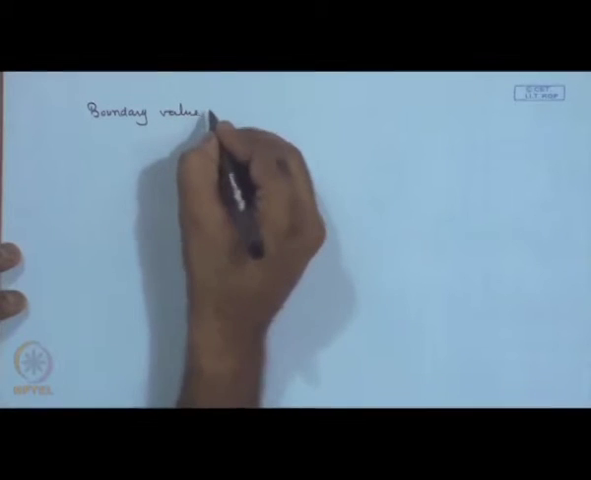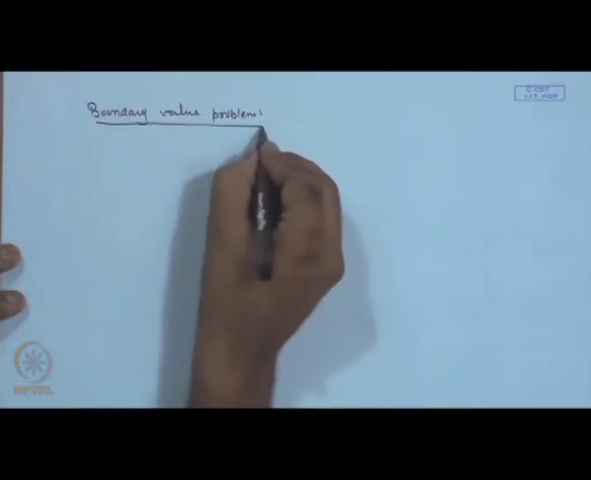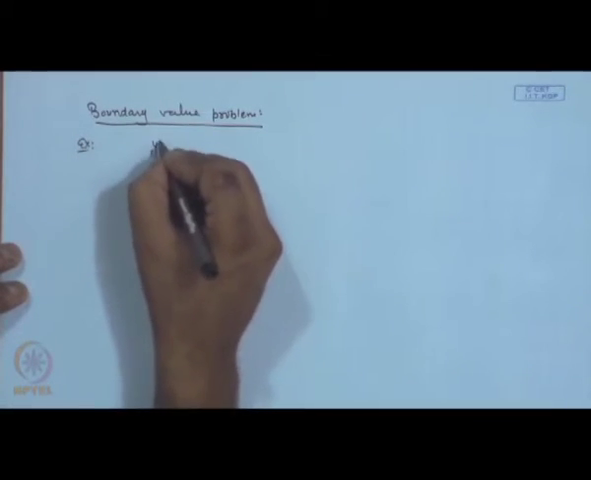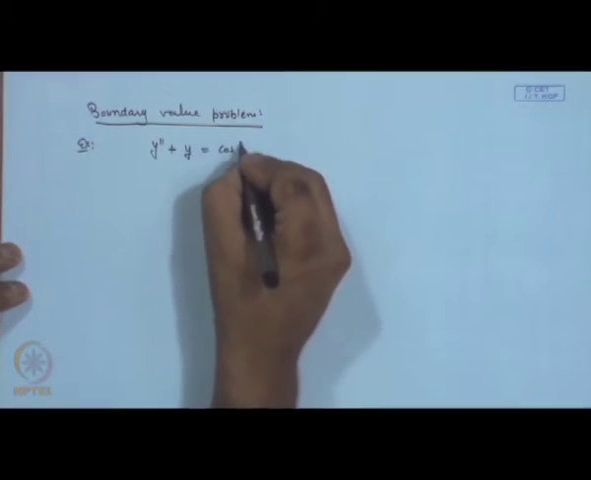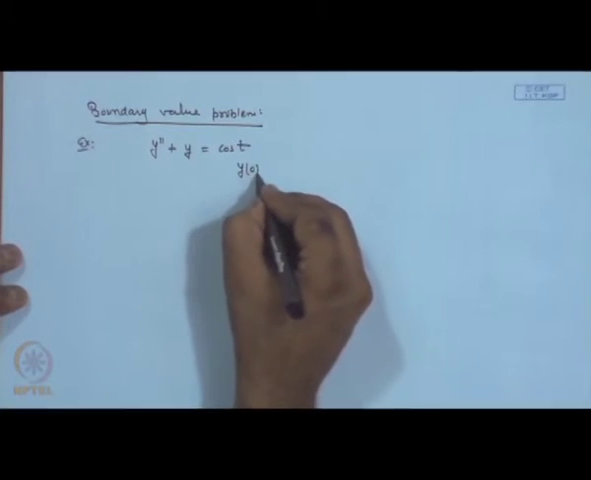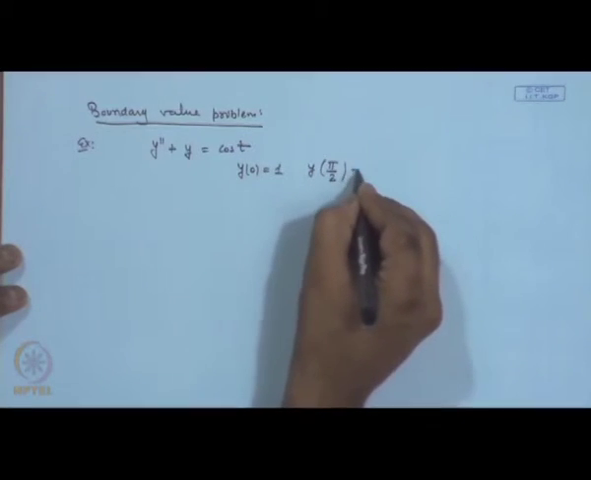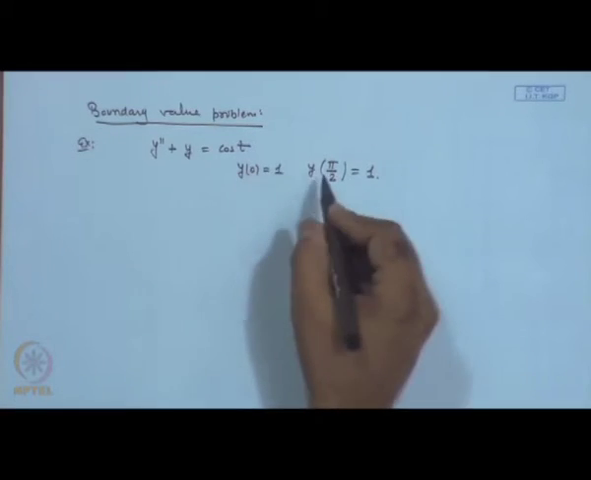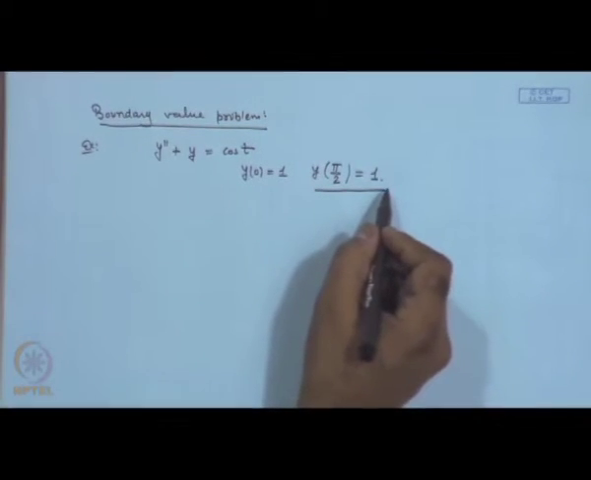Boundary value problem. In this case we have y double prime plus y is equal to cos t, and the conditions given are that y(0) is 1 and y at pi by 2 is 1. So, we do not have information of the first derivative at 0, instead of that we have y at pi by 2 is 1.